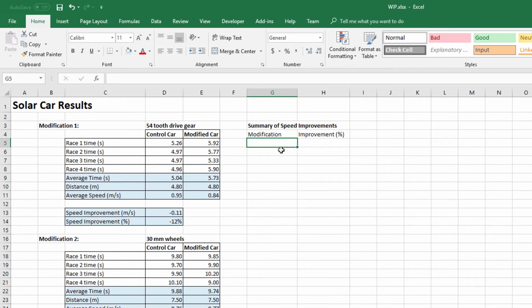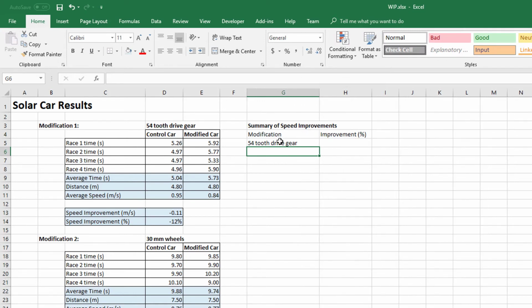Good. Okay, so my first modification was 54 tooth drive gear. Now I'm not going to type that in. I'm going to cheat. I'm going to put equals, and I'm going to tell Excel, you know what, just write whatever I wrote there. So press enter. Click over there and enter, and it's just copied. Not even copied. It's got a live copy there.